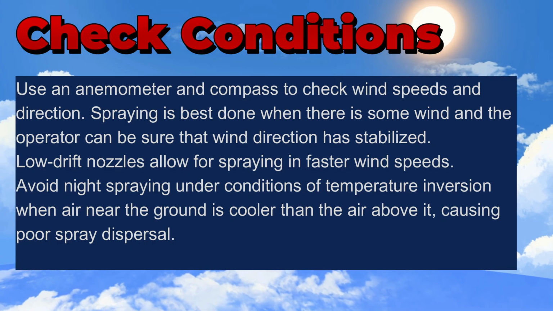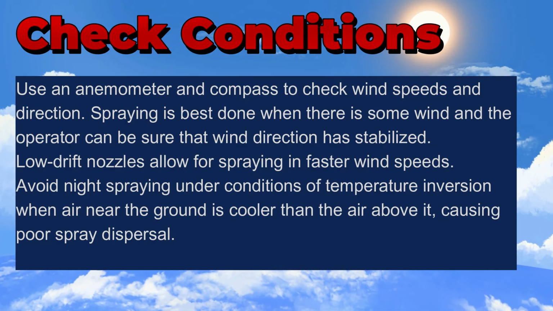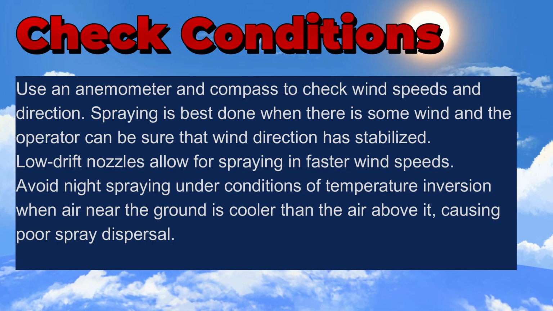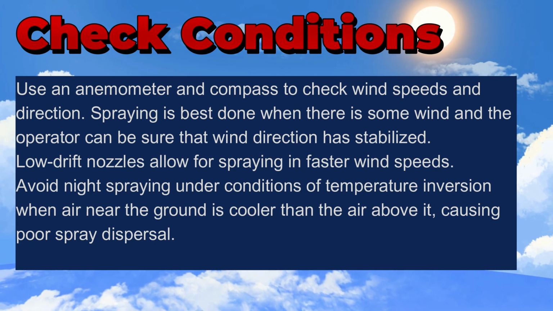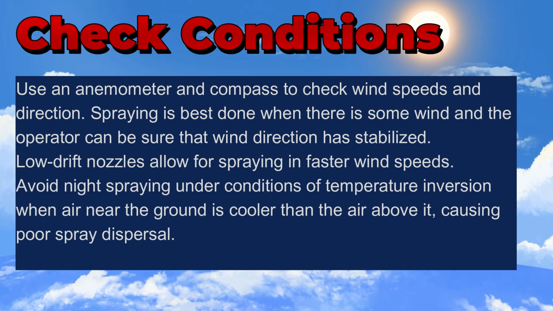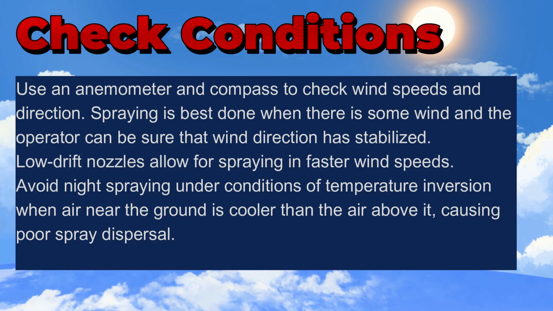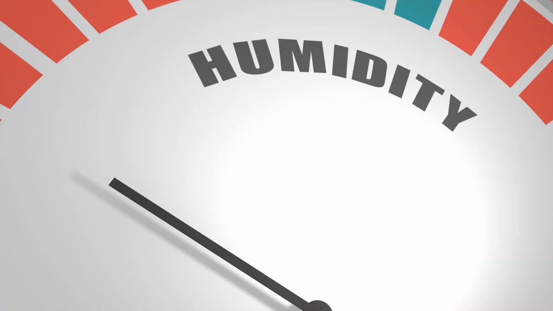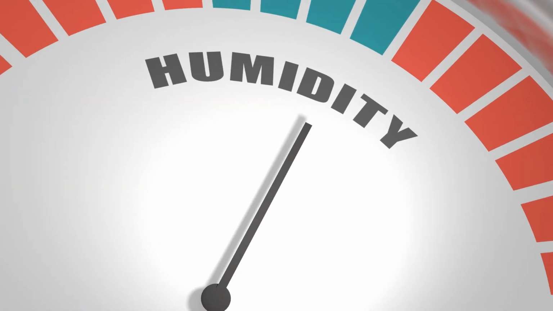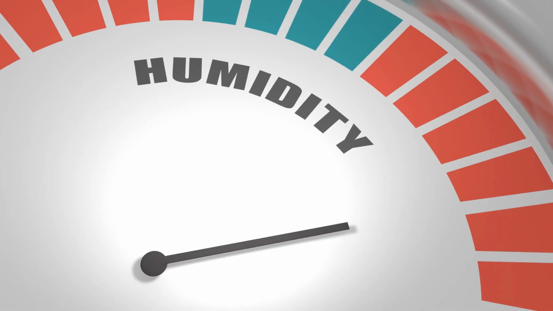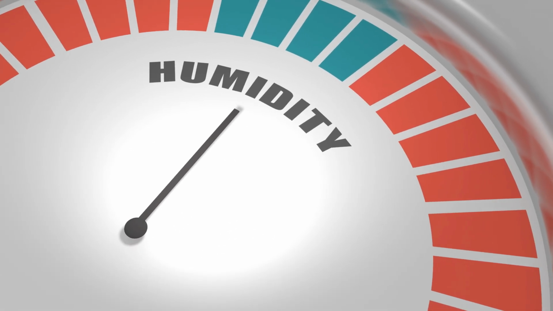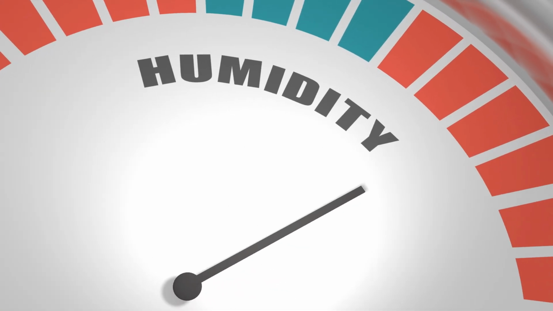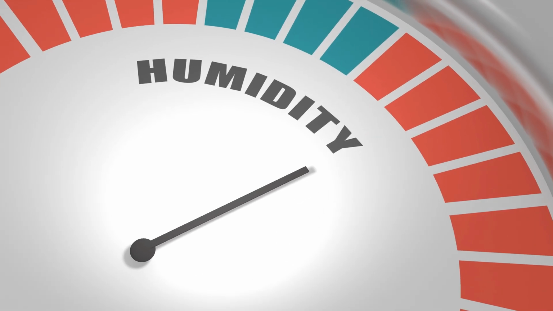Spraying is best done when there is some wind, and the operator can be sure that the wind direction is stabilized. Low drift nozzles allow for spraying in faster wind speeds. Avoid night spraying under conditions of temperature inversion when air near the ground is cooler than the air above it, causing poor spray dispersal. It's important to note that temperature and relative humidity, RH, affect how quickly spray droplets evaporate. Droplets evaporate more quickly at higher temperatures and lower RH, making them more prone to drift.